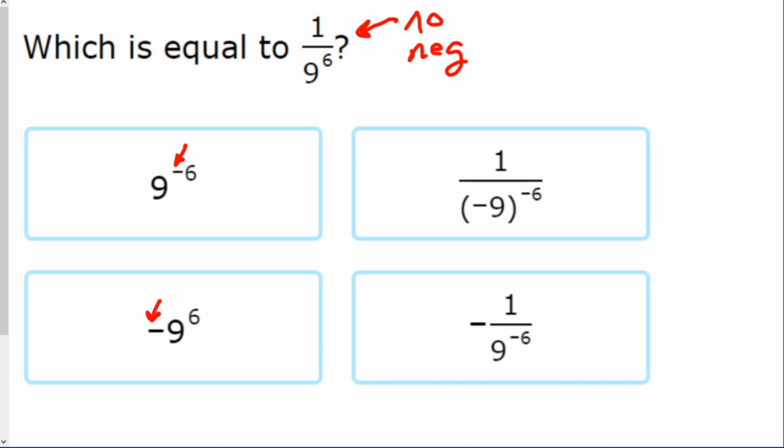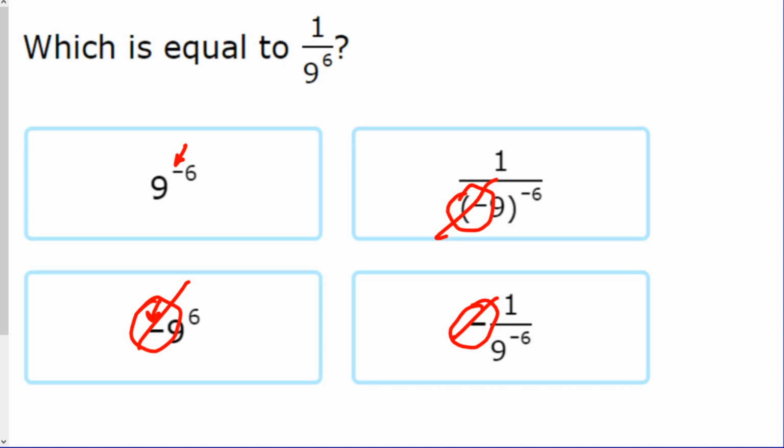The 9 itself does not change. When we're working with just the exponents, we're not doing anything to the 9 to change it. So anything that has a negative in front of it is automatically disqualified. I want you to understand that those are different. The only thing we're looking at are the exponents. Now, having said that, let's look at what we actually do here.